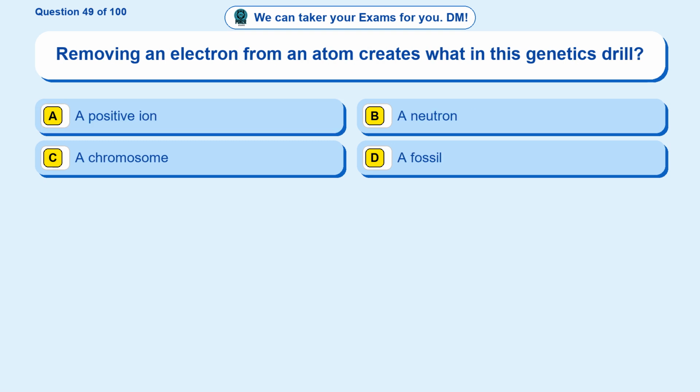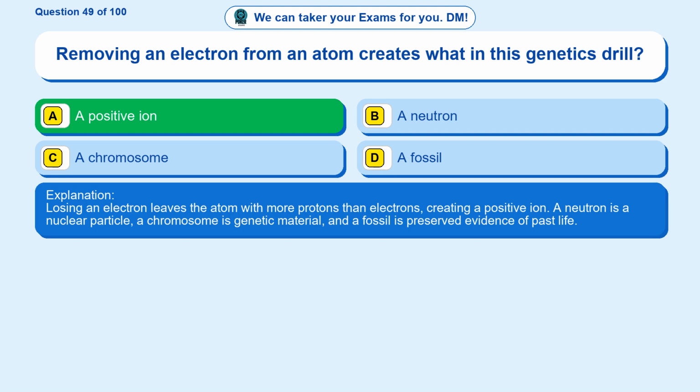Question 49. Removing an electron from an atom creates what in this genetics drill? Option A. A positive ion. Option B. A neutron. Option C. A chromosome. Option D. A fossil. The correct answer is option A. A positive ion. Losing an electron leaves the atom with more protons than electrons, creating a positive ion. A neutron is a nuclear particle, a chromosome is genetic material, and a fossil is preserved evidence of past life.